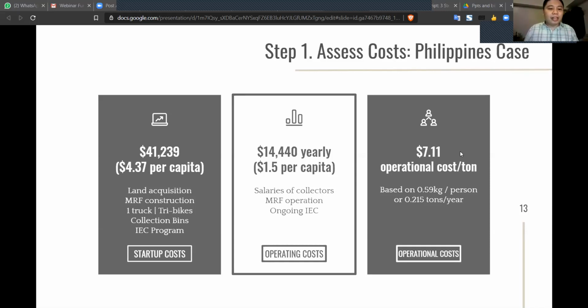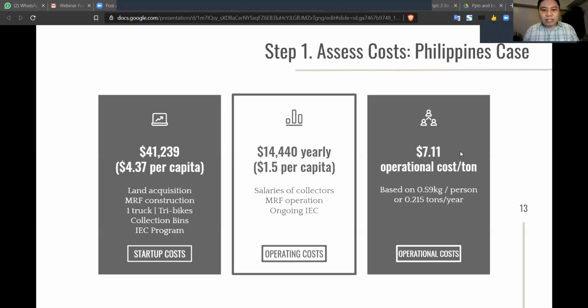This funding or this money was also used for collection bins, as well as supporting an IEC, or Information Education and Communication program. The startup cost doesn't include landfill because the city already has a landfill that's provided by a private company. So this is only the breakdown for this particular model.